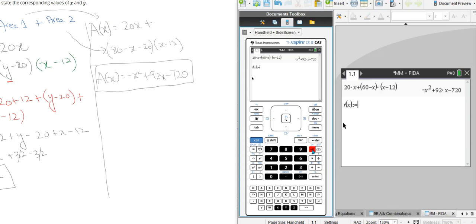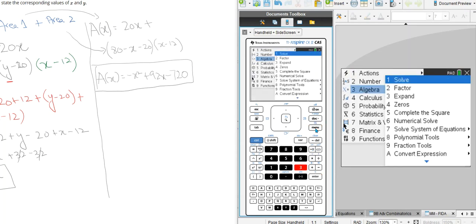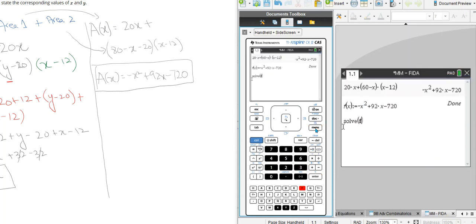Okay, and then I'm just going to click enter, which copies the whole thing down, and that is my function done. Right, so what I'm going to do next is solve. So I'll go menu 3.1, menu number 3, number 1 solve. I'm going to put f of x, my newly defined function, equals 0. So I'm finding zeros for it, the x-intercepts, and I found those values.